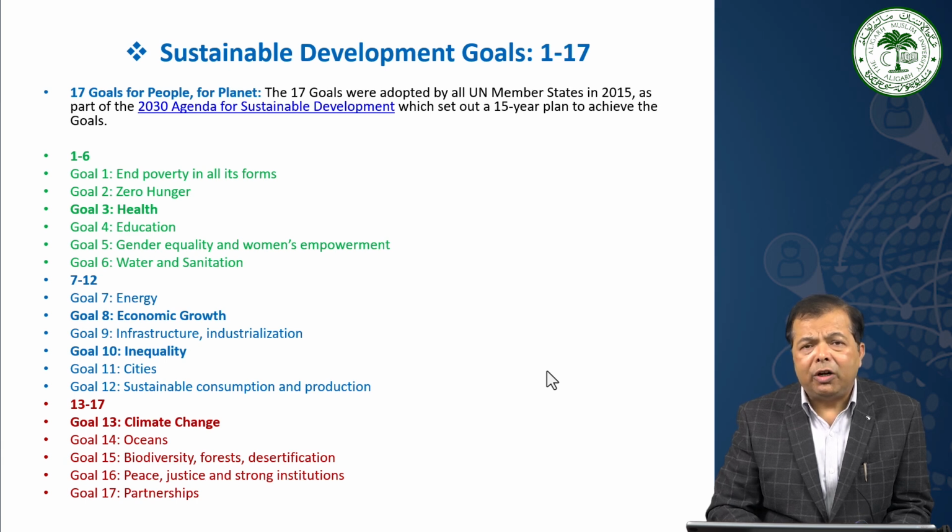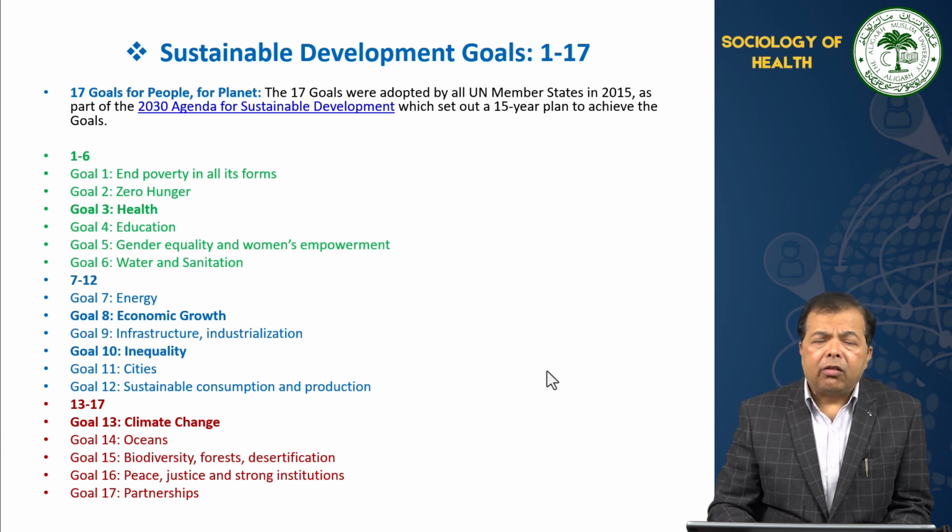Then comes goal number 10, which is inequality. That means the world needs to reduce inequality. We talked about this earlier, and we stated that the social development model is primarily talking about this, that inequality should be reduced and eradicated in all its forms, whether that is economic inequality or social inequality or gender inequality or caste based inequality or any form of inequality. So for the first time, these global targets or goals have included the problem of inequality in a very comprehensive way.